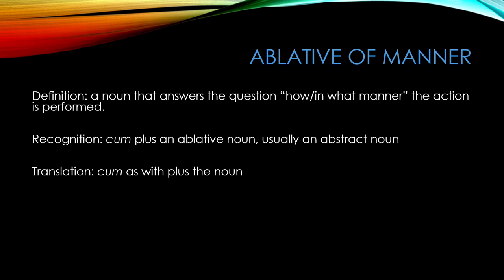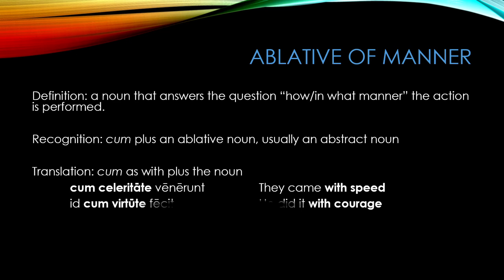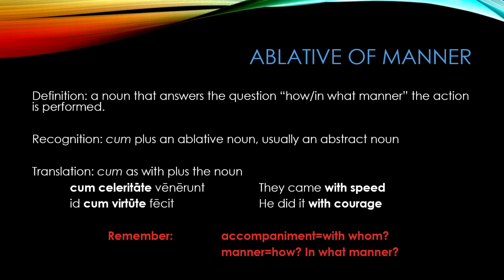In the sentence, cum celeritate venerunt, they came with speed, cum celeritate is the ablative of manner and is translated as with speed. In the sentence, id cum virtute fecit, he did it with courage, cum virtute is the ablative of manner and is translated as with courage. If you are just looking at cum plus an ablative and are confused as to whether it is accompaniment or manner, just remember that accompaniment answers the question with whom and manner the question how.